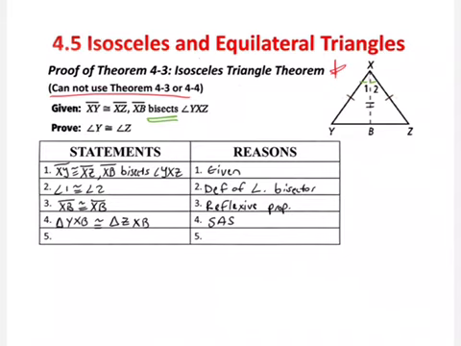Now that I know that the two triangles are congruent, I can show that angle Y is congruent to angle Z because they are corresponding parts of congruent triangles. So my last step is going to be angle Y is congruent to angle Z by CPCTC.